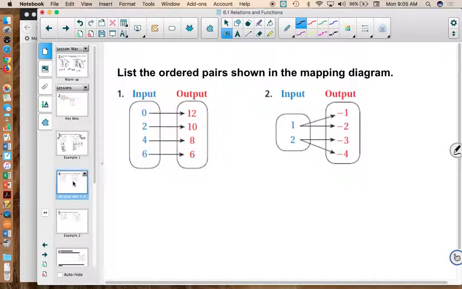Ordered pairs also. In order for ordered pairs to be ordered pairs, you have to have something there keeping them together. What do we call that? Parentheses. Got to have your parentheses. Then you have to decide function or not function, for both 1 and 2.